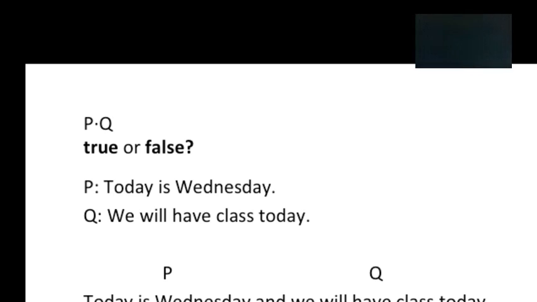Now, would you say, when I put the whole thing together, today is Wednesday and we'll have class today, would you say correct? Or would you say, no, you've got that wrong? You would say, no, you've got that wrong. It's false that both of them are true. Even though today is Wednesday, it's not true that today is Wednesday and we'll have class today. It's only true that today is Wednesday.